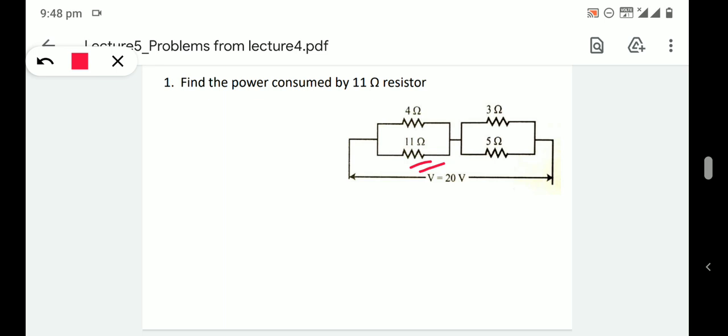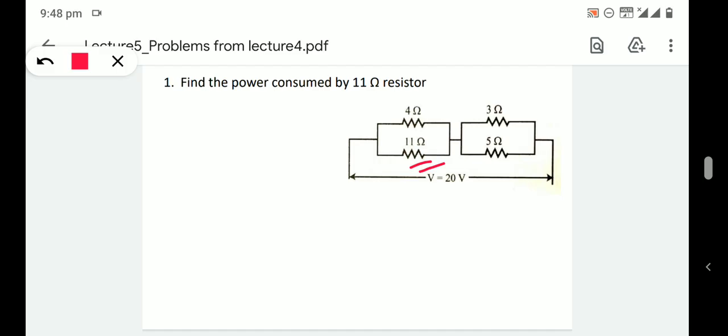How can we find out either the current or voltage of the 11 ohm resistor? So here it is an application. This problem is an application of voltage division rule or current division rule. Anything you can use.